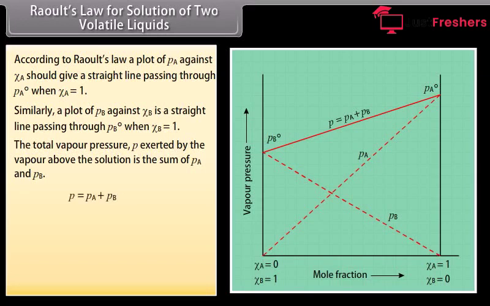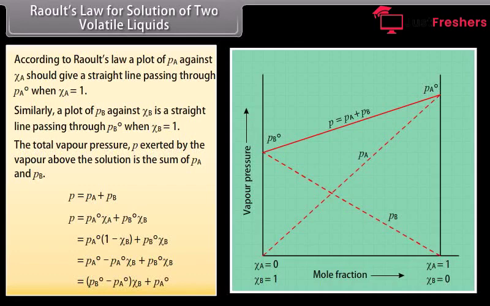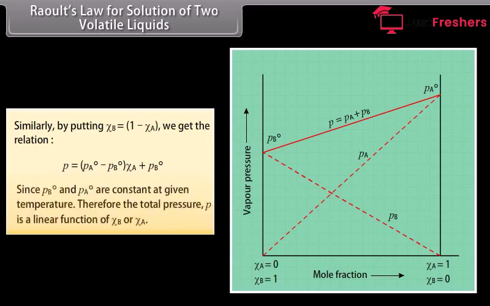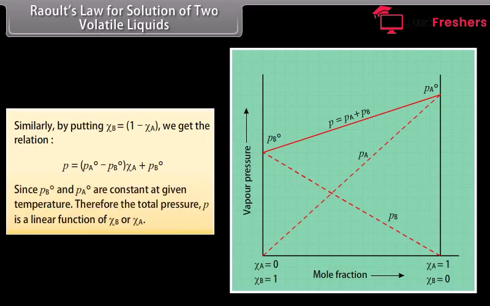P is equal to PA plus PB. By putting XA is equal to 1 minus XB, we get the relation P is equal to (PB naught minus PA naught) multiplied by XB plus PA naught. Similarly, by putting XB is equal to 1 minus XA, we get the relation P is equal to (PA naught minus PB naught) multiplied by XA plus PB naught. Since PB naught and PA naught are constant at given temperature, therefore, the total pressure P is a linear function of XB or XA.